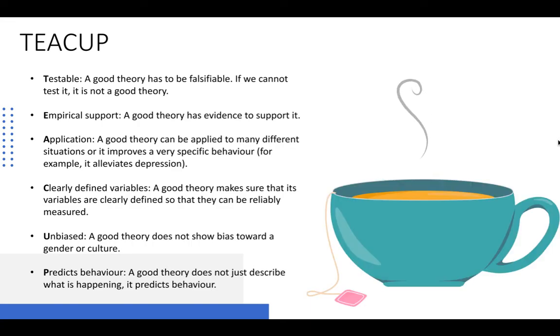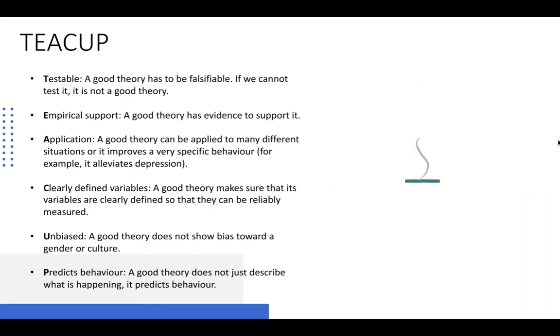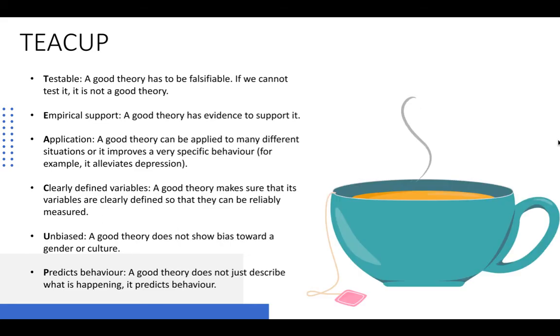Theories in psychology are good if they're able to describe behavior and cognitions, and if they're able to predict future behavior and cognitions. Okay? So that is the basic purpose of developing a theory in psychology, right? To describe and to predict behavior and cognitions. So the first letter of the acronym is T, testable, okay?